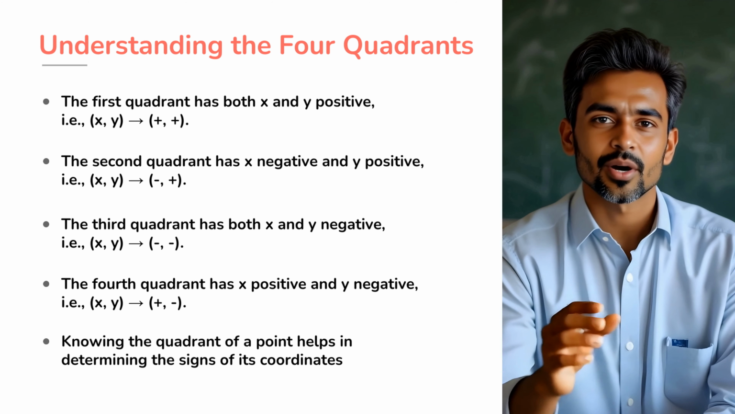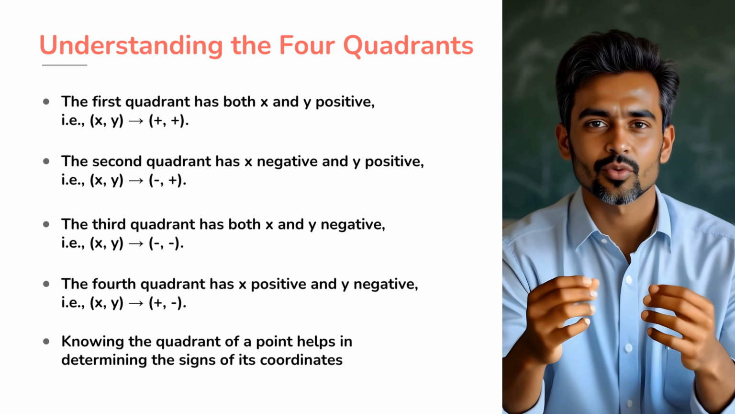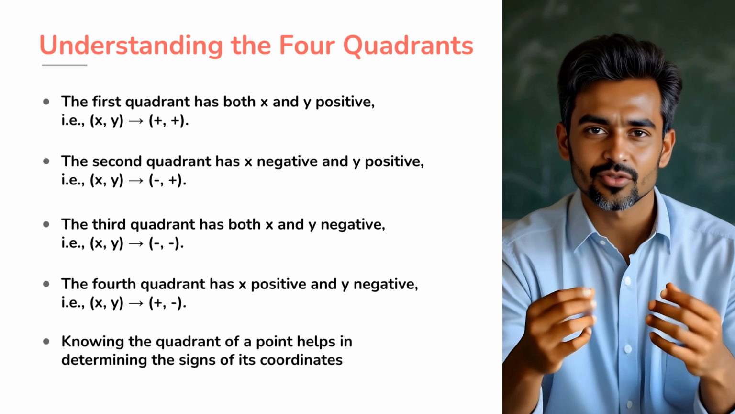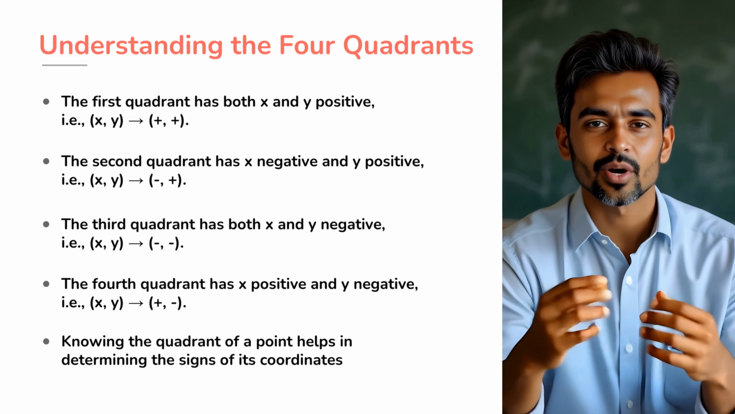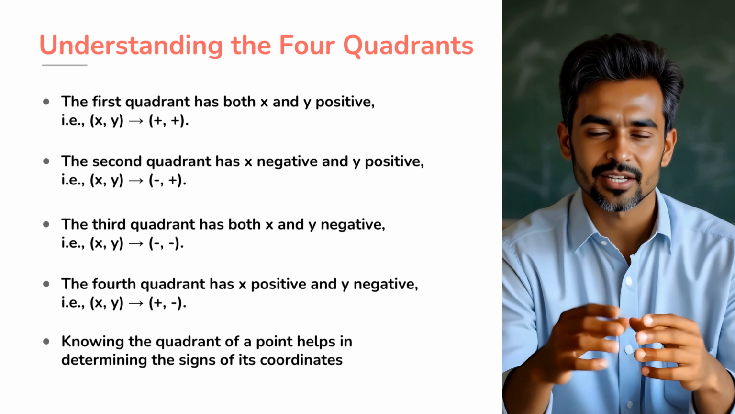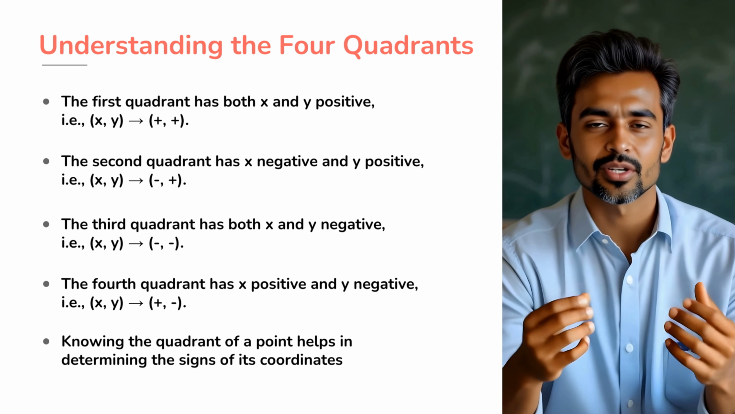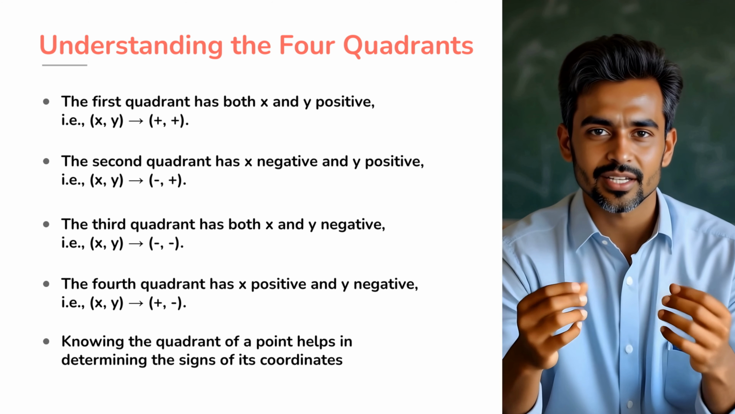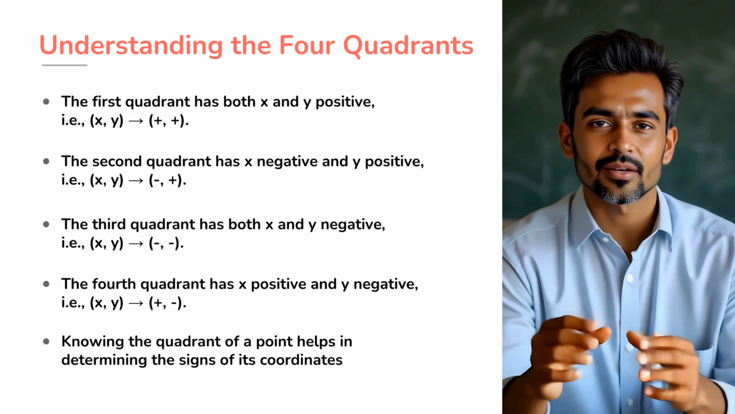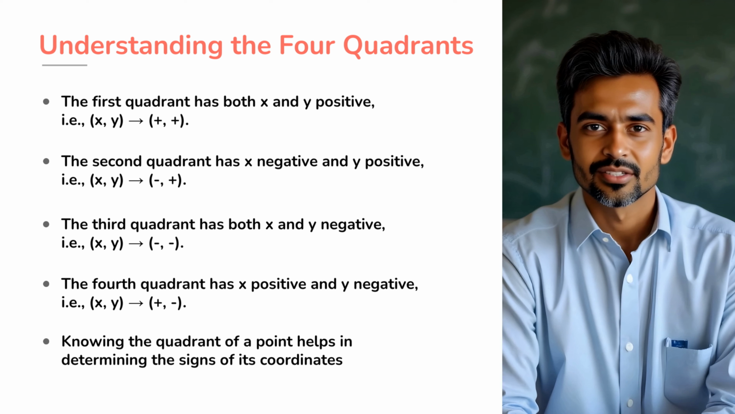Here's an interesting part of the Cartesian system, the 4 quadrants. The first quadrant is where both x and y are positive, i.e. (x, y) becomes (+, +). The second quadrant is where x is negative and y is positive, i.e. (x, y) becomes (-, +).